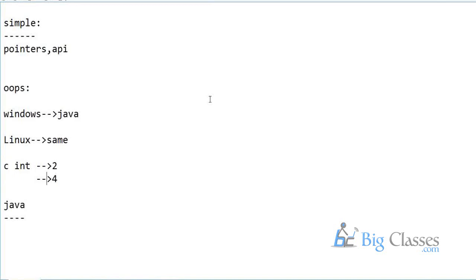To get the same results, you need to do some additional things. But in the case of Java, it creates the same memory size, 4 bytes for an integer, in all operating systems. So based on this, the result doesn't change in any operating system. The result is the same.